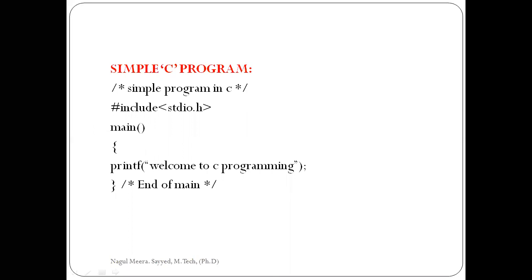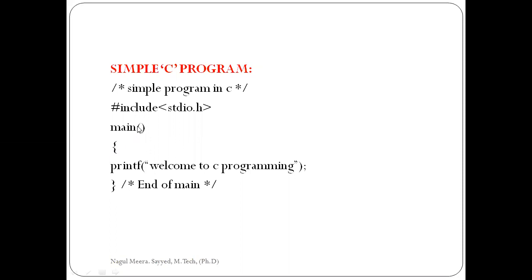Open brace, in that we want to create a simple message, welcome to C program. Printf is a function. This function is used to print the message on the screen, what we have typed. So main, open brace, close brace, again open brace, this is the syntax. Printf is a function used to print the message we have typed.